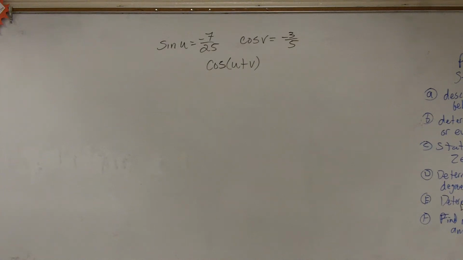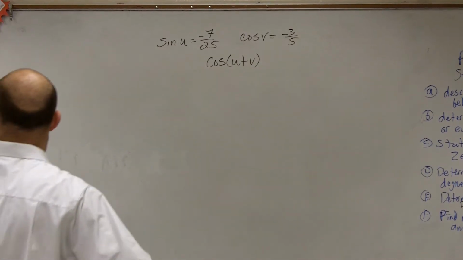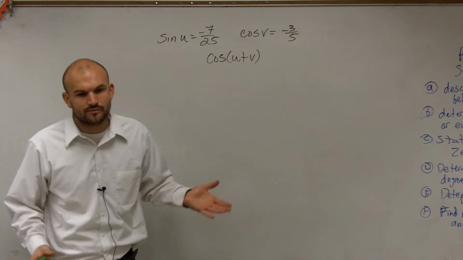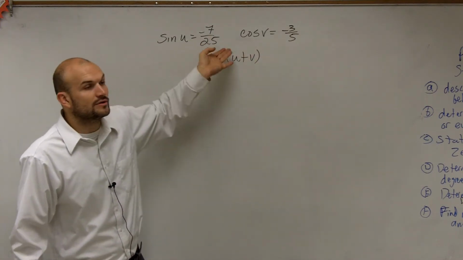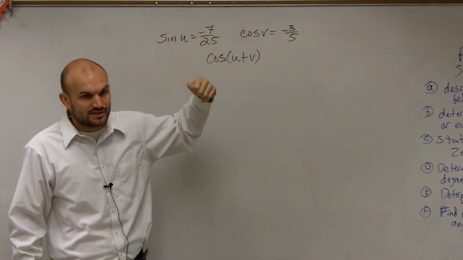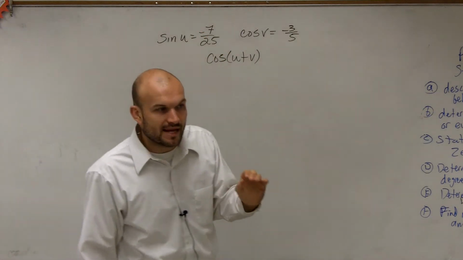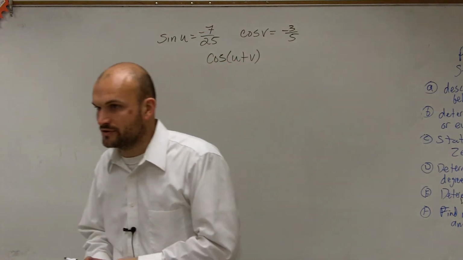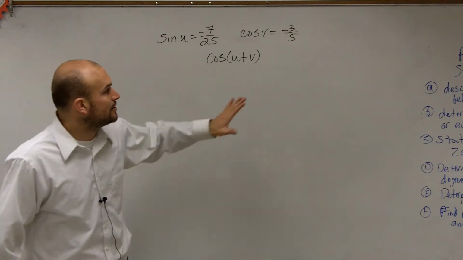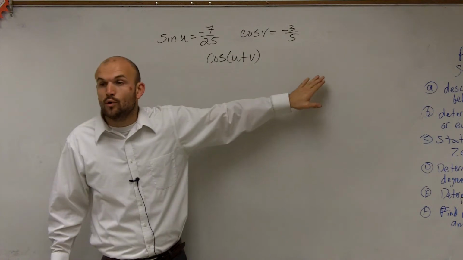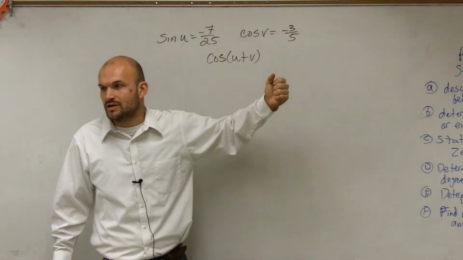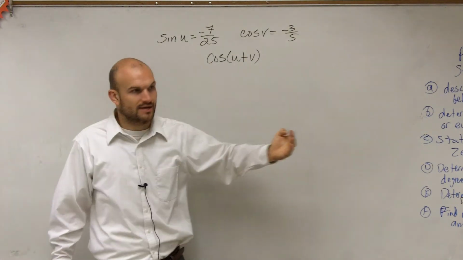Okay, so for a problem like this, the first thing we do is look at this and say, all right, we're given evaluations of sine of u equals -7/25 and cosine of u equals -3/5. The main important thing I always go back to is, when I notice I have an angle with a value that's not going to produce a point on the unit circle, I always want to create a triangle.